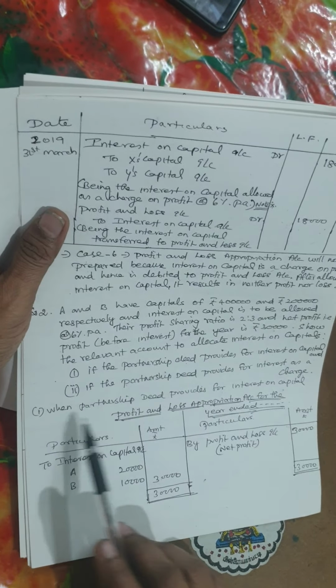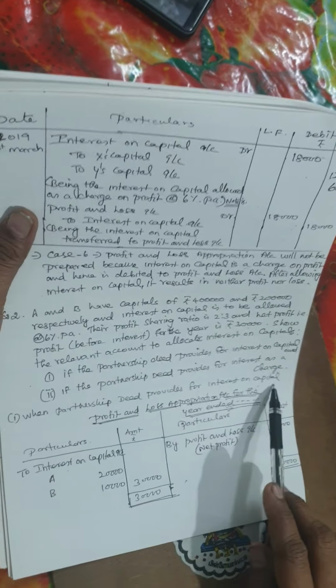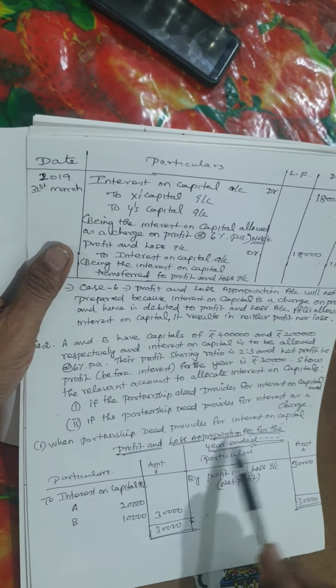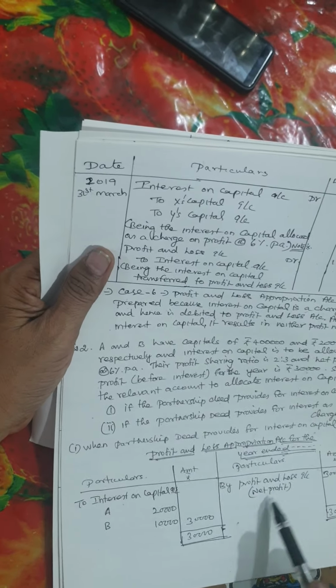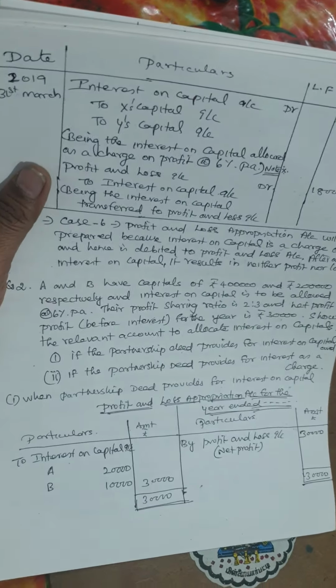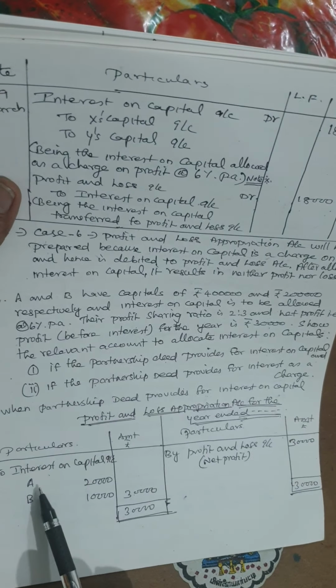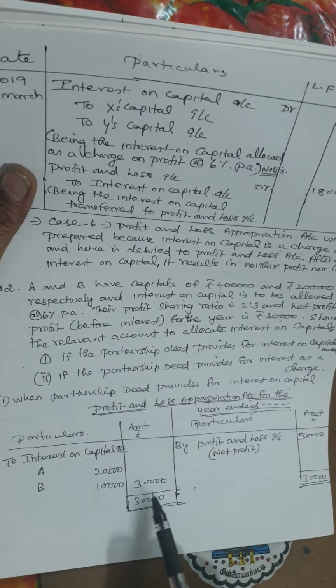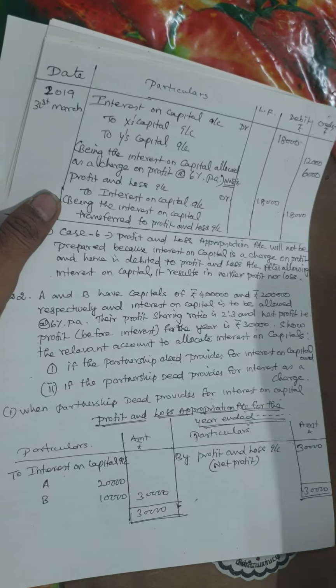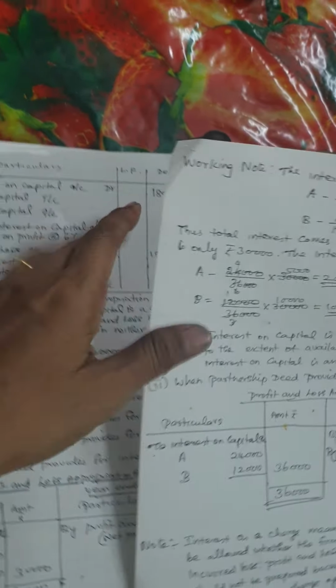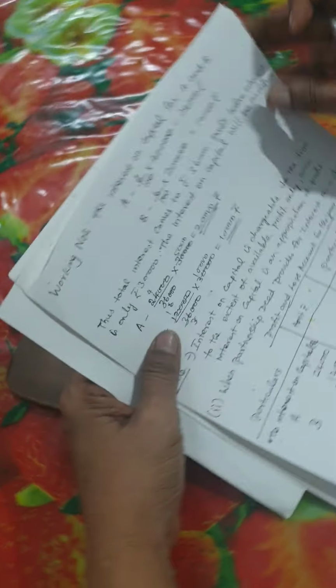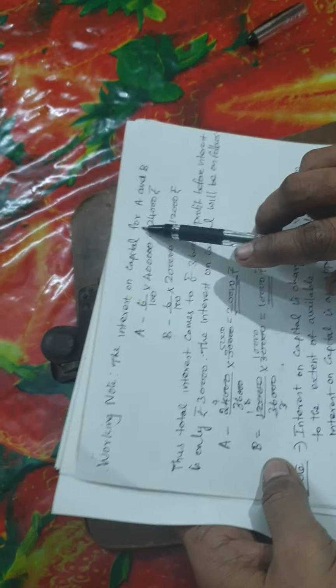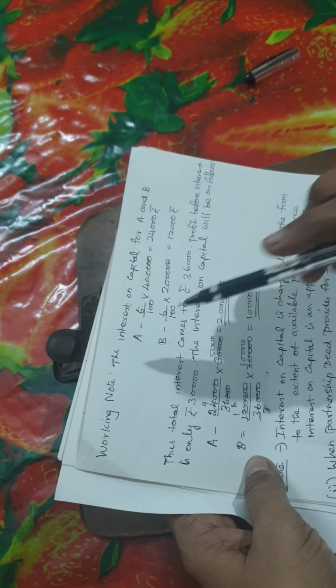The first case is when partnership deed provides for interest on capital. P&L appropriation account is done. By P&L account net profit given as 30,000 and to interest on capital A 20 and B 10, 30. How it is done here, I'll tell you this. Now I'll tell you the working notes. Interest on capital for A and B calculated like this.